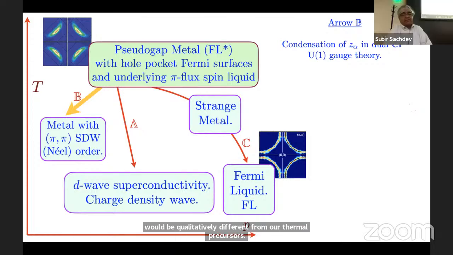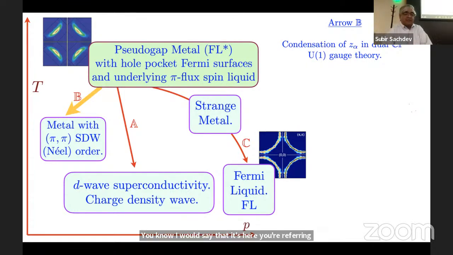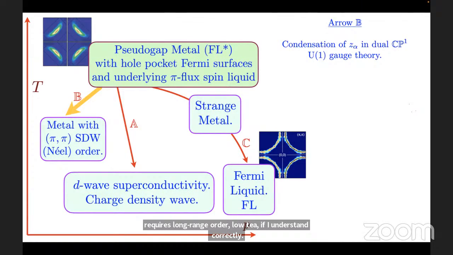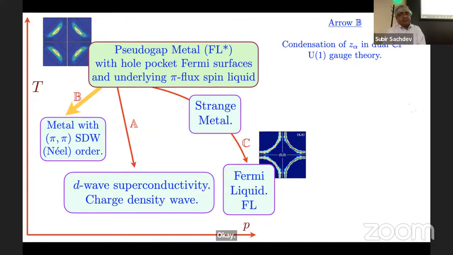Okay, that's a great suggestion. We'll think about that. I would say that the theory you're referring to requires long range order at low T, if I understand correctly, right? Absolutely. But suppose you do an experiment and you just don't know anything about what happens at low T. It's just a question about pseudogap per se. Okay, well, that's a good challenge. We'll think about that. Yes, thank you.